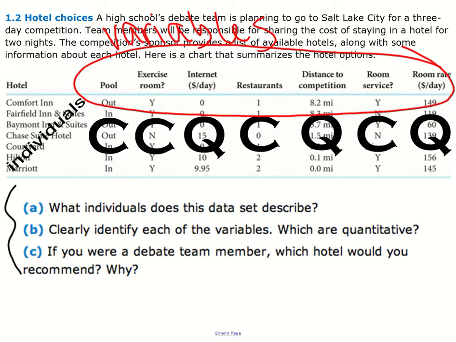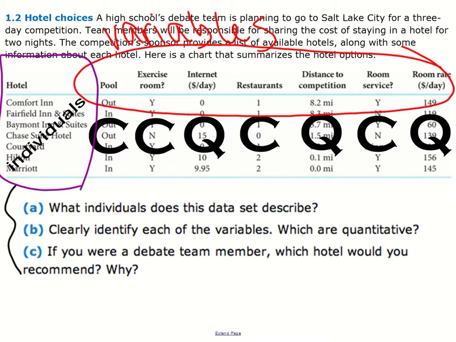So if you look at my video now, I've identified the individuals. The individuals in this situation are the different hotels over here. And then the variables. The variables are all these different factors of the hotel room, all these different things that are different for each hotel. Then I went through and identified, okay, categorical, that's pool, the exercise room, the restaurants, the room service.